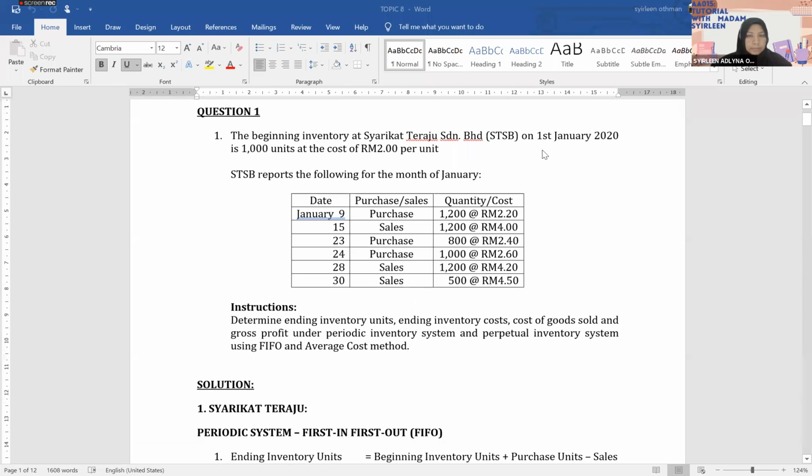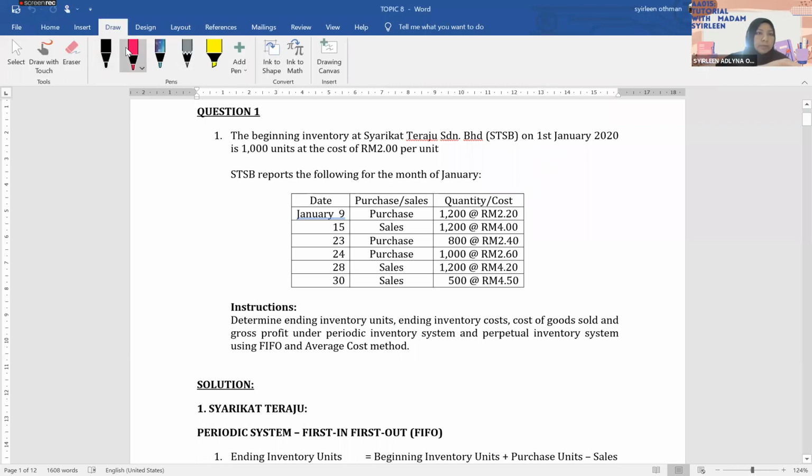This is Syarikat Teraju Sdn Berhad on 1st of January 2020. So we are doing the inventory counts for the month of January, just for one month. They have informed us that the beginning inventory is 1000 units. The beginning inventory is already given in the question, and this is the cost per inventory unit. So the first posting for January will be your balance on the 1st of January, that is 1000 units at RM2.